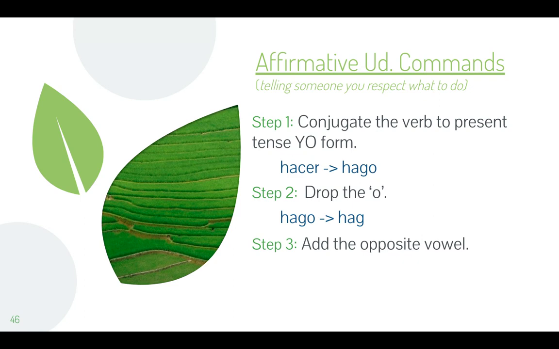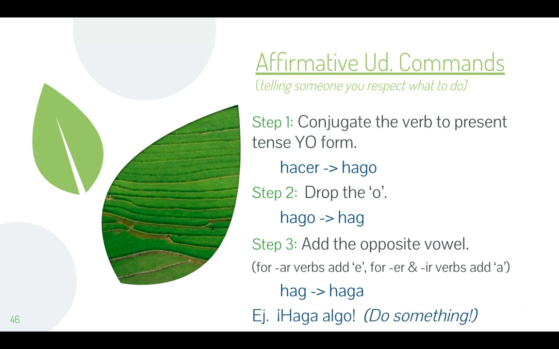What do I mean by add the opposite vowel? Well, AR verbs predominantly end in the letter A. So, the opposite vowel would be the letter E. And ER and IR verbs predominantly end in the letter E. So, the opposite vowel would be the letter A. So, ag would change to haga. Haga algo. Do something.